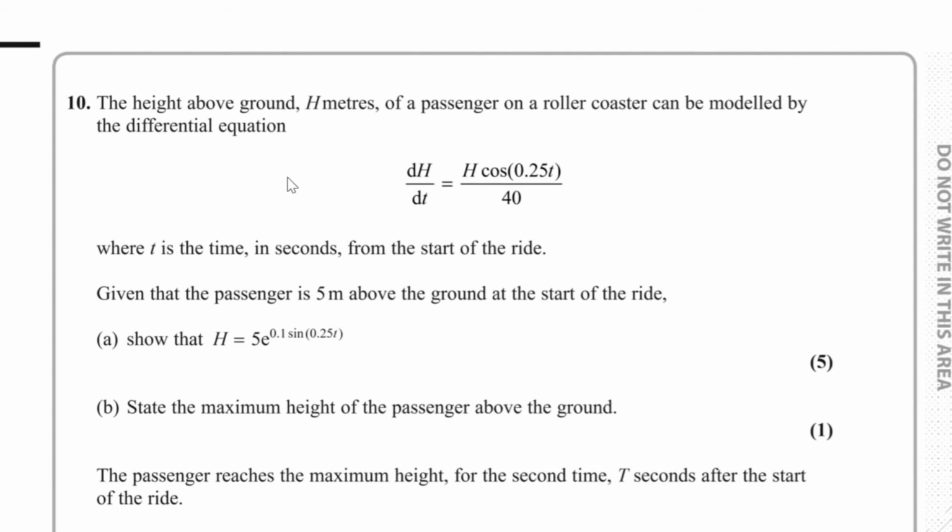Question number 10. The height above ground h meters of a passenger on a roller coaster can be modelled by the differential equation dh over dt equals h cos of 0.25t over 40, where t is the time in seconds from the start of the ride. Given that the passenger is 5 meters above the ground at the start of the ride, part A, we have to show that h is equal to 5e to the power of 0.1 sine of 0.25t.